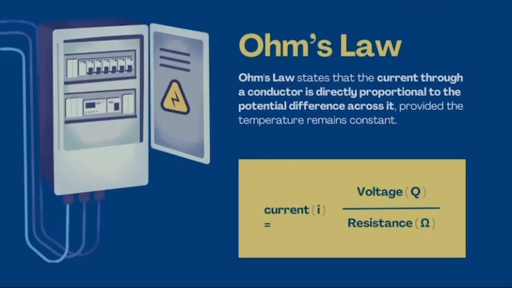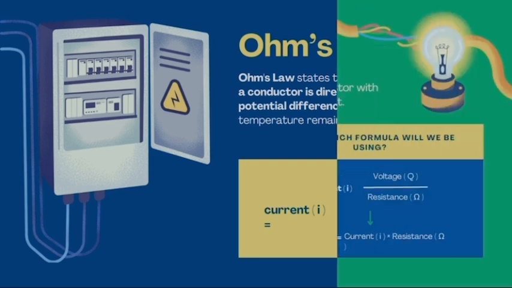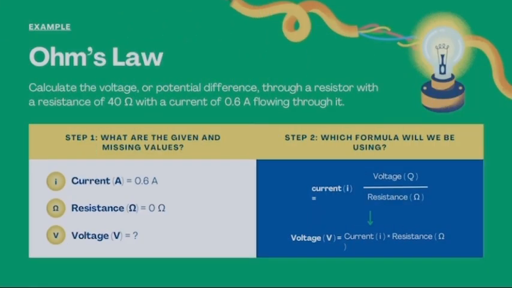Ohm's law. Ohm's law states that the current through a conductor is directly proportional to the potential difference across it, provided the temperature remains constant. Example: calculate the voltage, or potential difference, through a resistor with a resistance of 40 Greek letter omega with a current of 0.6 A flowing through it.